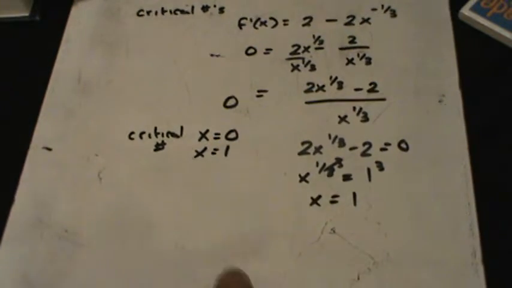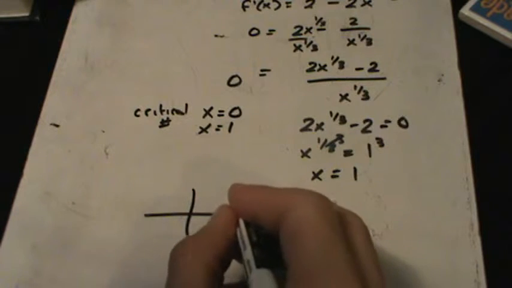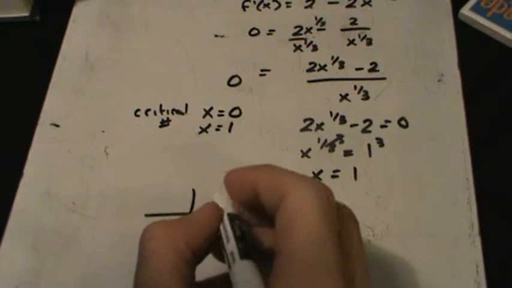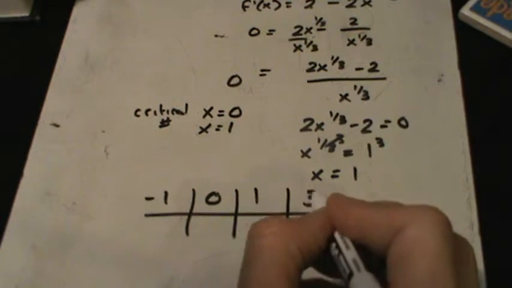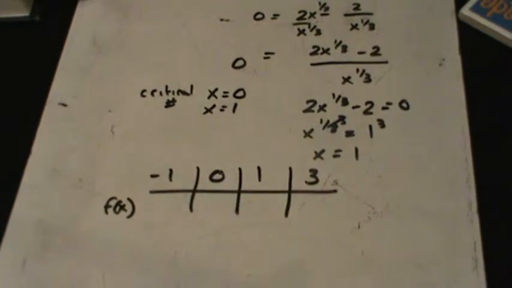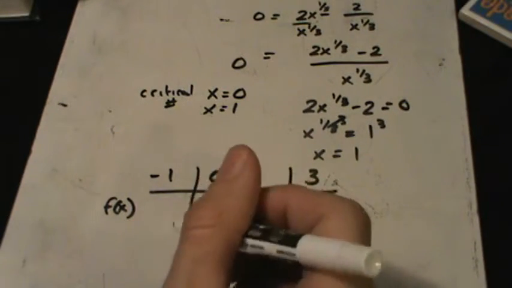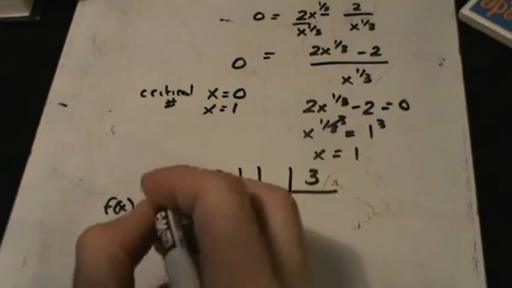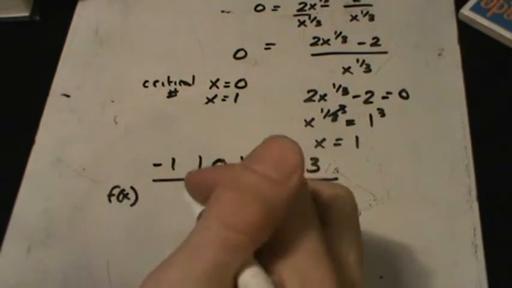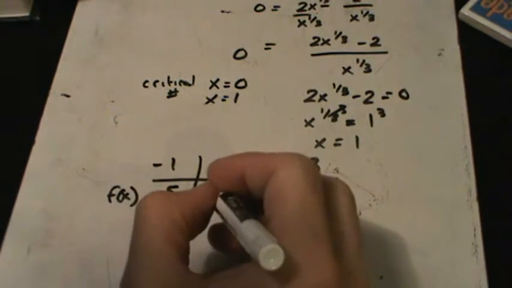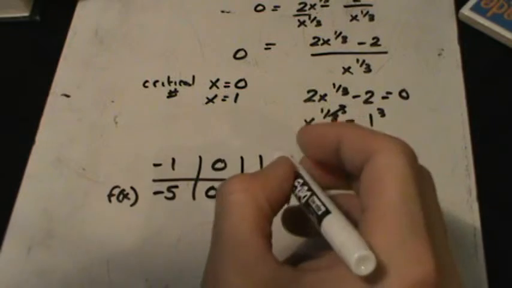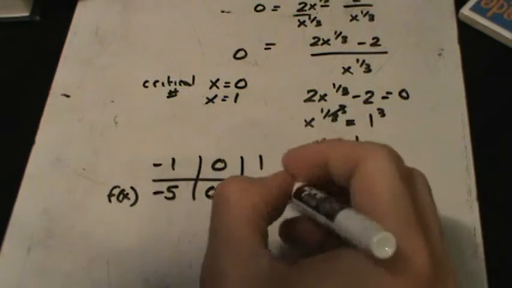Well, just like in the last one, we're going to go ahead and make a table. Our 0 and our 1 will go on, and both of our endpoints. And remember, we're plugging these into our original function. It doesn't always work out pretty with these. Negative 1's not too bad. We plug negative 1 in, and we get negative 5. We plug 0 in, we still get 0. If we plug 1 in, we still get negative 1.